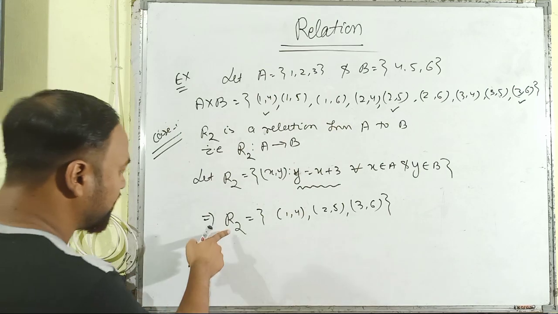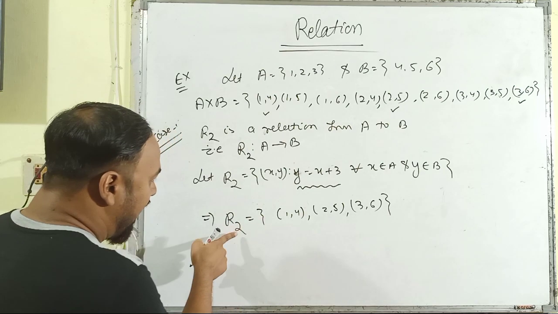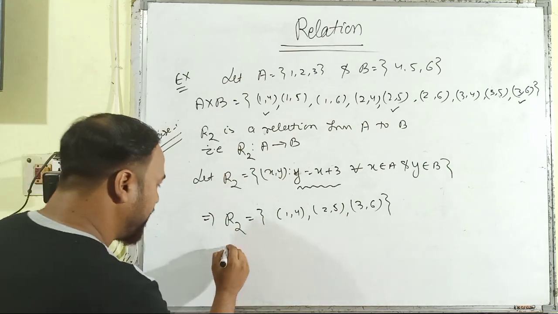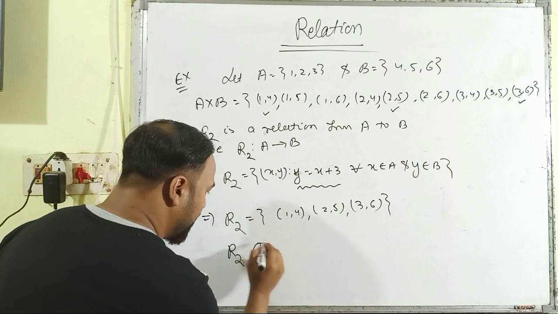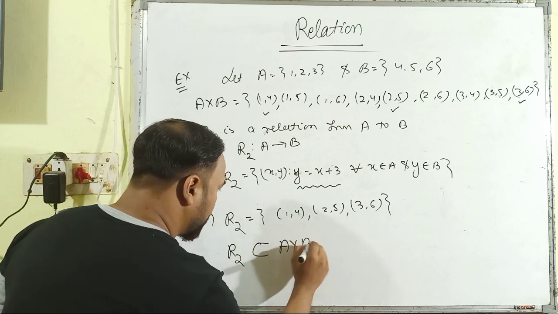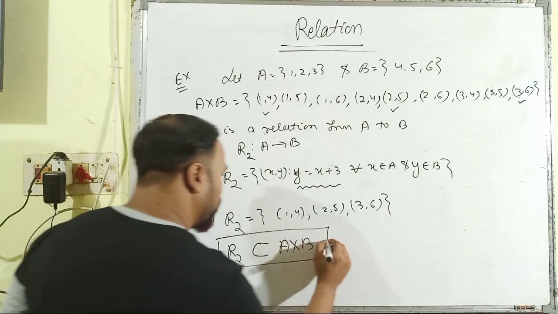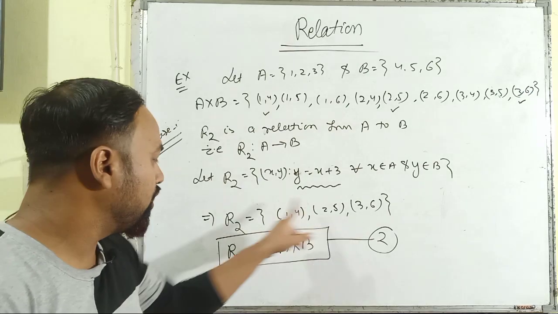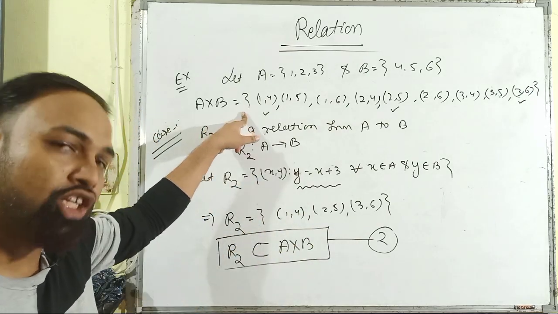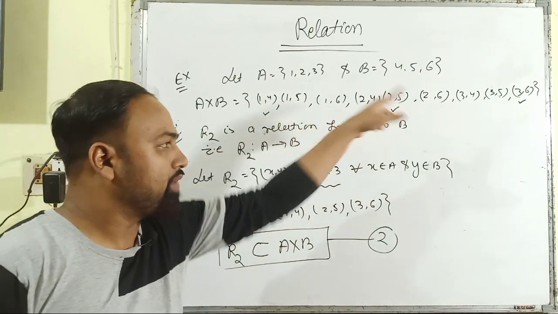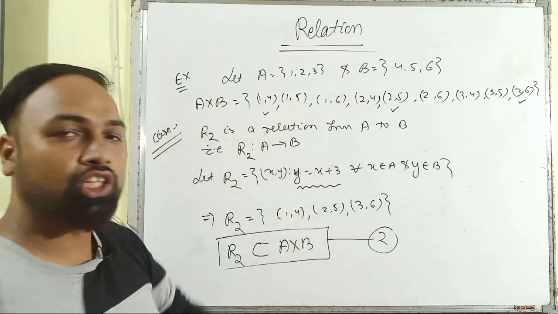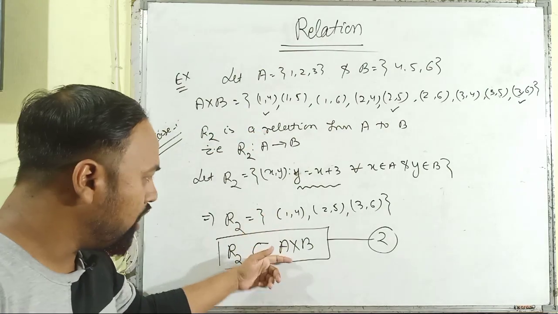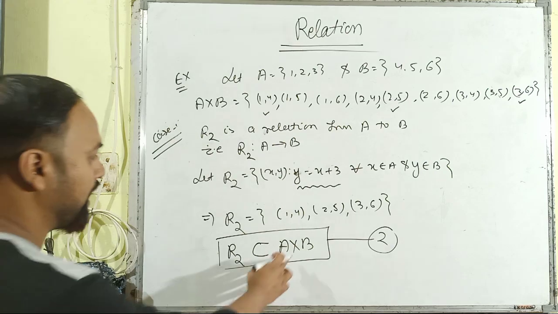And from this you can write that R2 is a subset of A cross B, as well as a proper subset of A cross B. It is equation number 2. Why is it a proper subset? Each and every element of the R2 set is present in the A cross B set, but there are some ordered pairs, some elements in the set A cross B, which are not a part of R2. So it is a proper subset of A cross B.